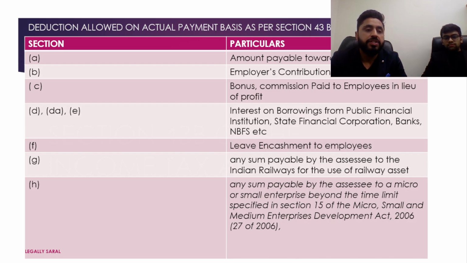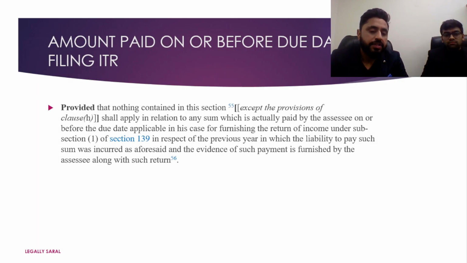All these payments ranging from subclause A to G need to be paid on or before the due date of filing the ITR. But subclause H, which will create hassle in years to come if there is no amendment made by the government in near future, is any sum payable by the SSE to MSME enterprises, especially micro or small enterprises. If I interject here for a minute, it is pertinent to note that it is only for micro or small enterprises. Yes.